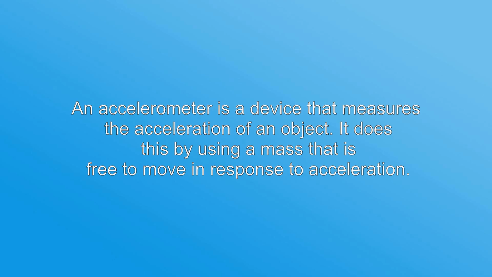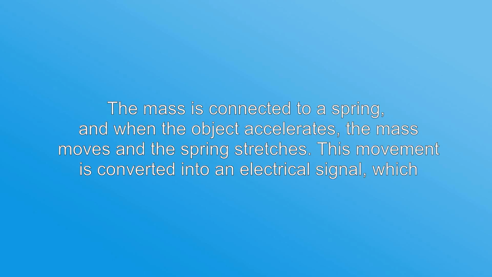An accelerometer is a device that measures the acceleration of an object. It does this by using a mass that is free to move in response to acceleration. The mass is connected to a spring, and when the object accelerates, the mass moves and the spring stretches. This movement is converted into an electrical signal, which can then be used to measure the acceleration.